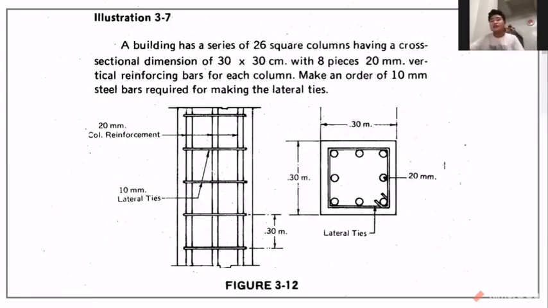For illustration 3-7, a building has a series of 26 square columns having a cross-sectional dimension of 30 by 30 centimeter with 8 pieces of 20 millimeter vertical reinforcing bars for each column. Make an order of 10 millimeter steel bars required for making the lateral ties. So this is our column. This is our lateral ties, which is 10 millimeter, and our column reinforcement is 20 millimeter, and the dimension is 30 by 30 centimeter.